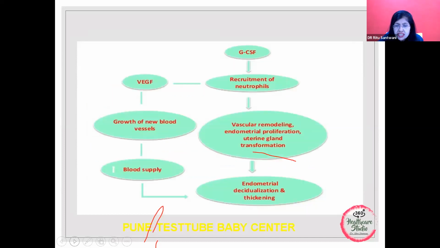So this is the mechanism of action, how it acts: recruitment of the neutrophils, vascular remodeling, endometrial proliferation, uterine gland transformation, endometrial decidualization and thickening, increased blood supply, and due to VEGF, the growth of new blood vessels.